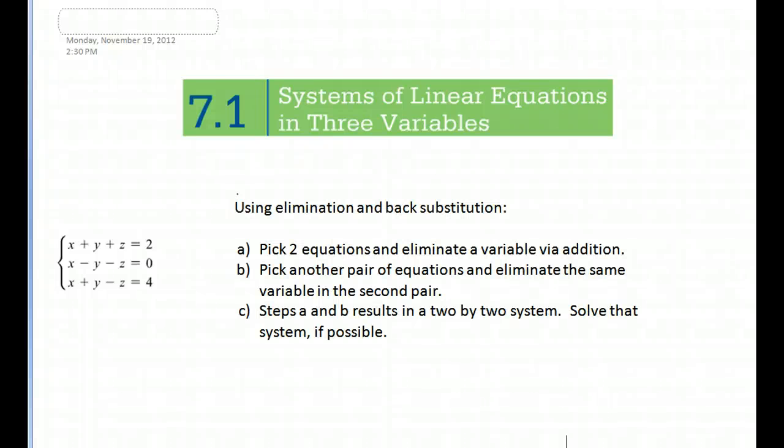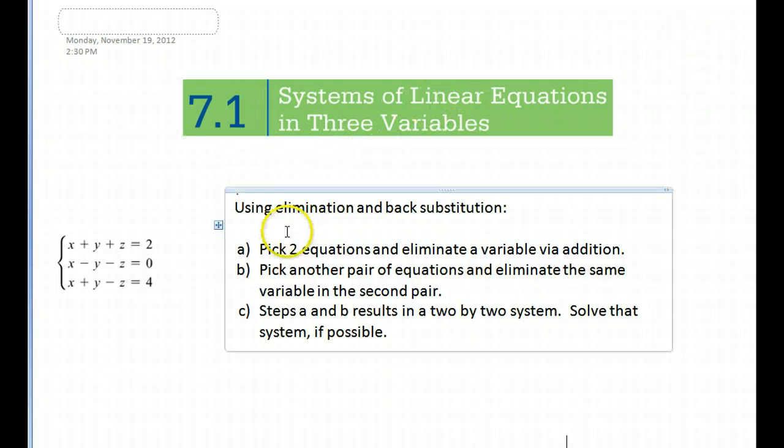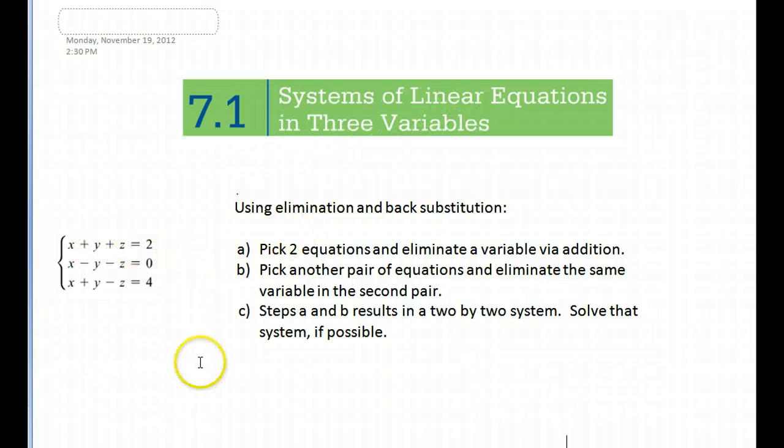Alright, this is your 7.1 notes, systems of linear equations in 3 variables. So back in chapter 2 we did systems of 2 variables, meaning we had just an x and a y, and now we've got 3 variables, x, y, and z. But the goal is the same as it was before.